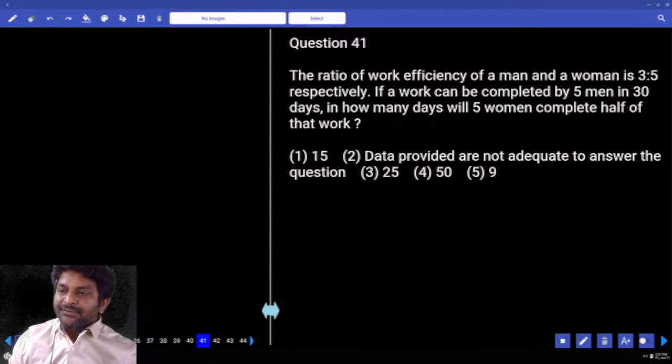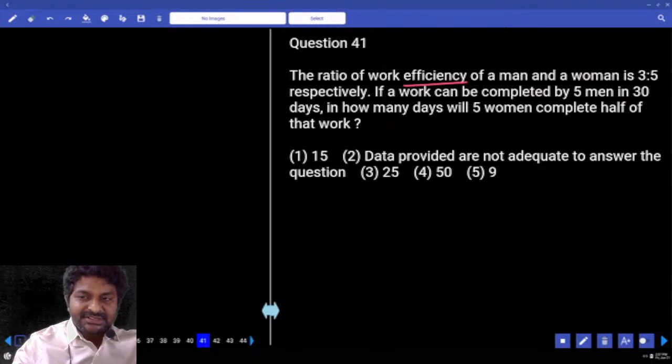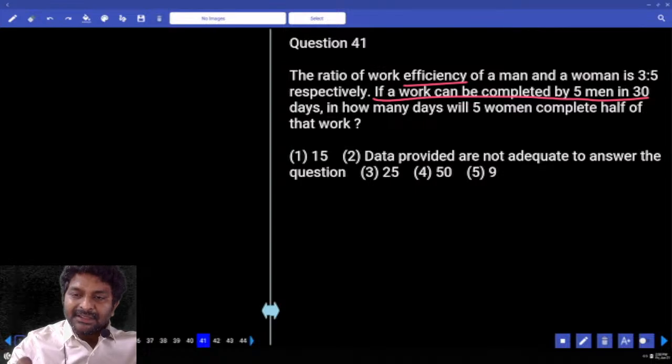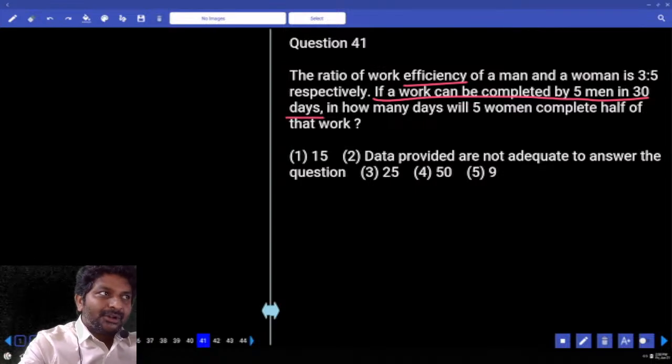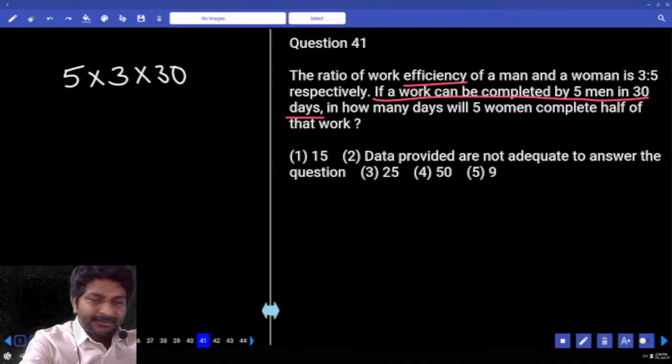The ratio of work efficiency of a man and a woman is 3:5. Efficiency ratio is given. If a work can be completed by 5 men in 30 days, let's calculate total work. How many men? 5 men. What is efficiency of each man? 3. And how many days he can complete? 30 days. This is total work.